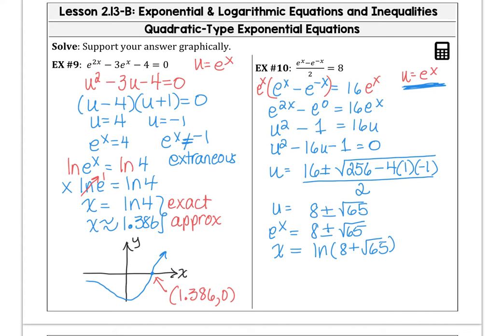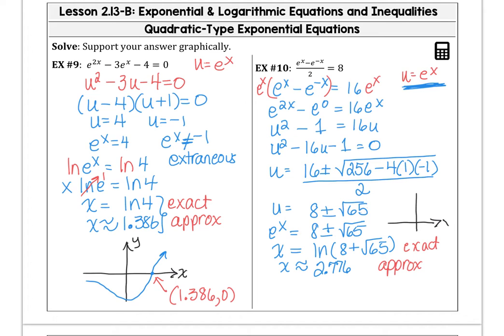That would be our exact answer. And using the calculator for an approximate answer, the natural log of the quantity 8 plus radical 65 is about 2.776, because the minus is not a real answer. That would be extraneous. And then to back that up with a graph, we can look at the graph on our calculator.